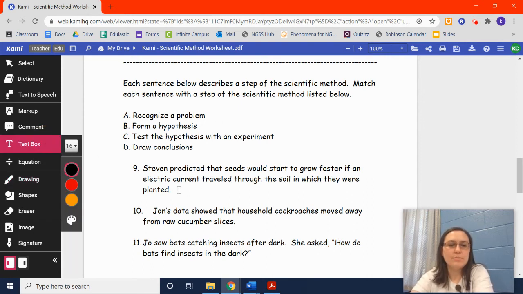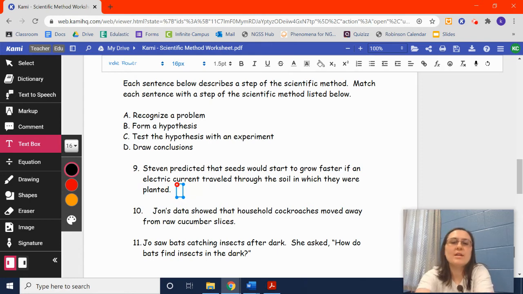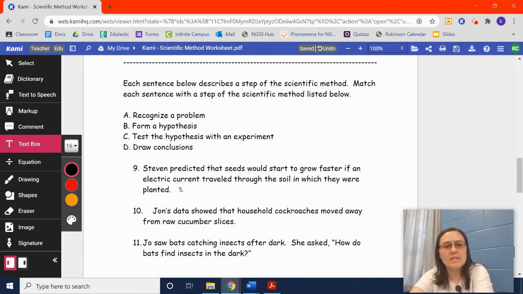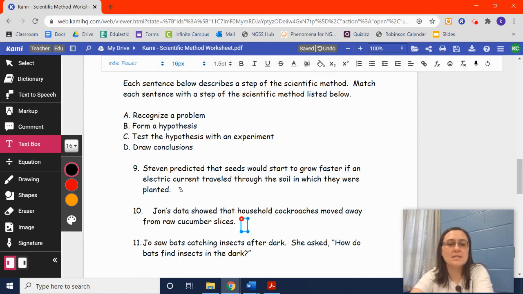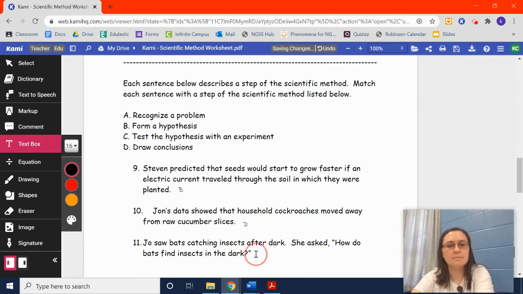So number 9, Stephen predicted that seeds would start to grow faster if an electric current traveled through the soil in which they were planted. So if you predict, you are forming a hypothesis. So that is B. Number 10, John's data showed that household cockroaches moved away from raw cucumber slices. So he's looking at his data at the end of the experiment, seeing what that tells him. So that is D, drawing conclusions.